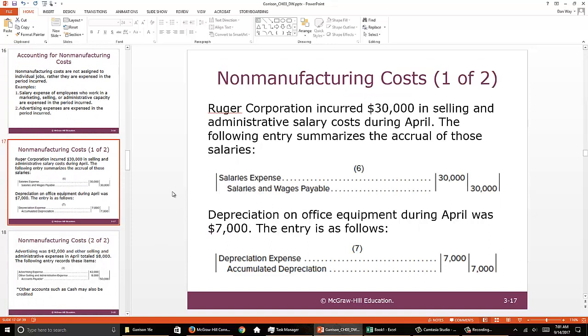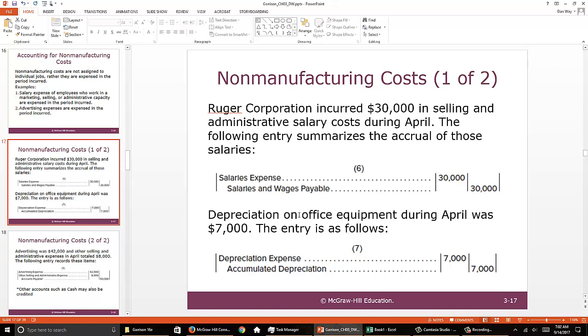Let's say our company here, Ruger, incurred $30,000 in selling and admin costs. We don't know about the breakout, but we'll just worry about a summary entry. So we would book something like entry 6 here, just a debit to salaries expense, and then a credit to either salaries and wages payable, or if we were paying those in the same period, we may see a credit to cash instead. And then if we had depreciation on office equipment, so things that are, again, not involved in our manufacturing process, we would see a debit to depreciation expense and then a credit to accumulated depreciation.